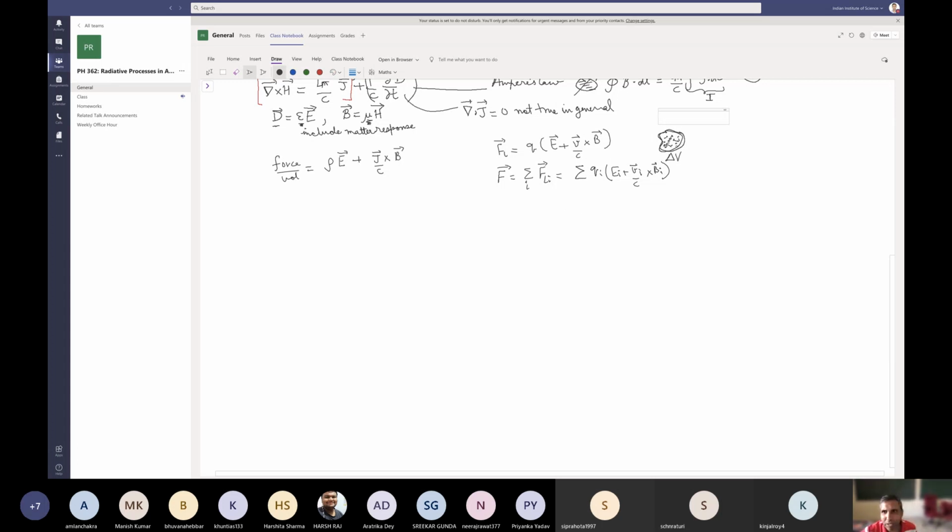So if we assume this volume delta V to be infinitesimally small, like in hydrodynamics, in fluid dynamics, we can in certain cases assume that this volume element is small compared to the macroscopic size of the system. In that case, and only in that case, these electric and magnetic fields, which are only functions of position and time, will not depend on the particle position, because this is infinitesimally small.